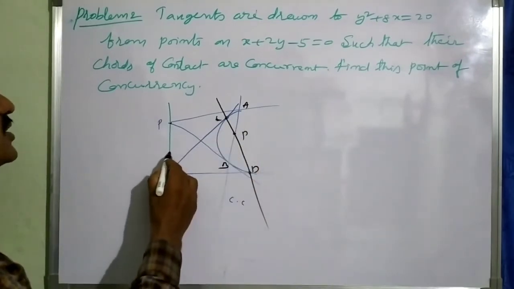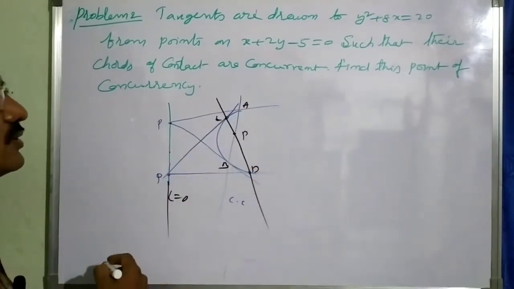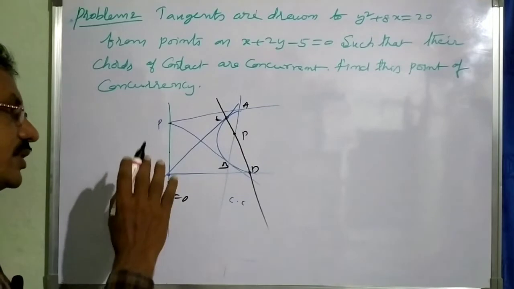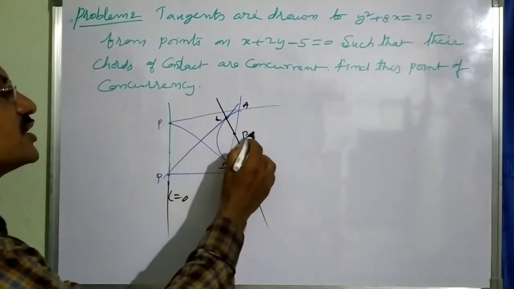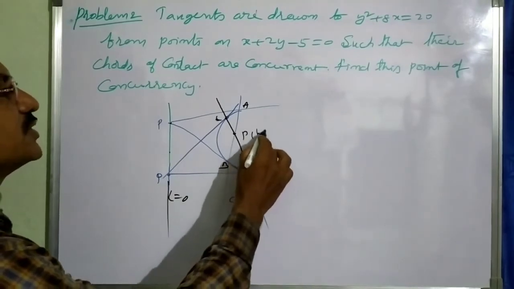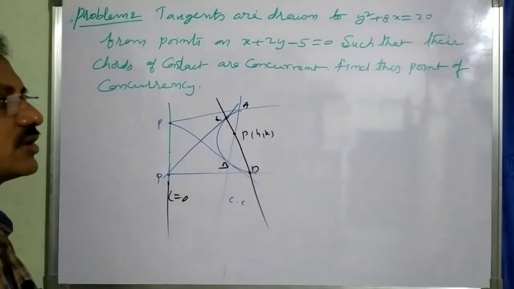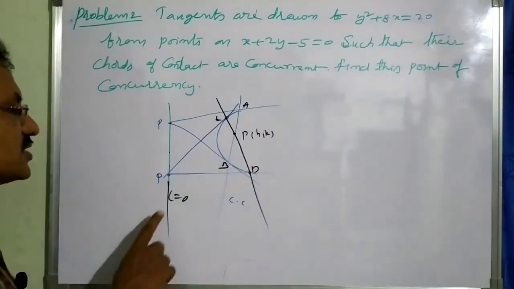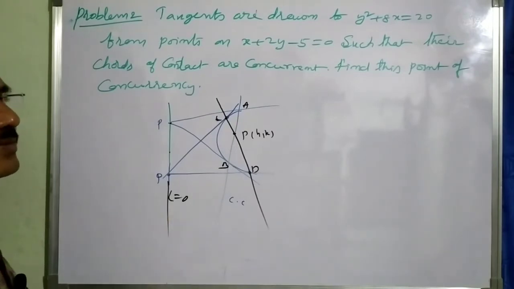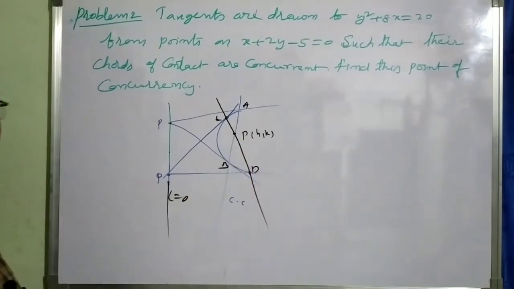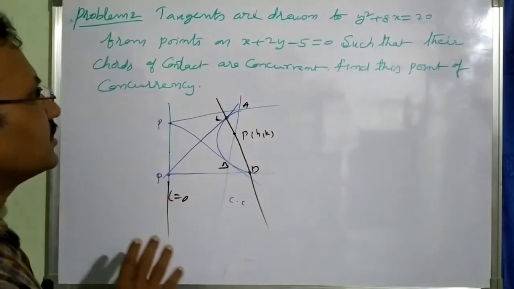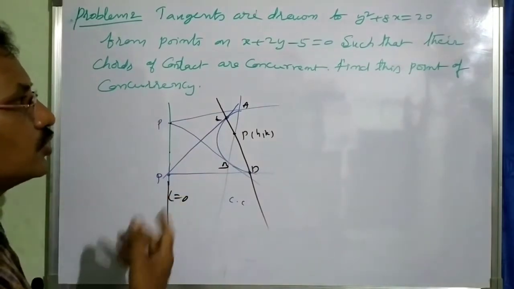If you take some other point on the line, draw a pair of tangents and the chord of contact, then that also passes through this point. Let us say P is H, comma, K. That is the pole of this line, which is called the polar. Now our aim is to find the point of intersection. How to find it? We have to find the pole.